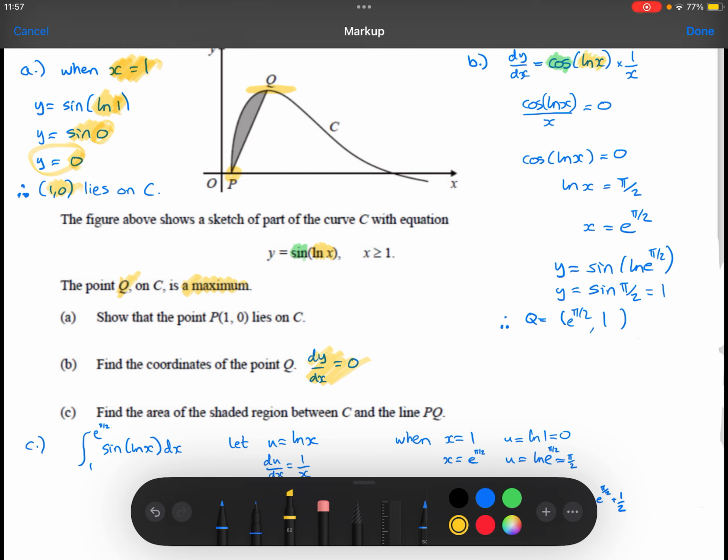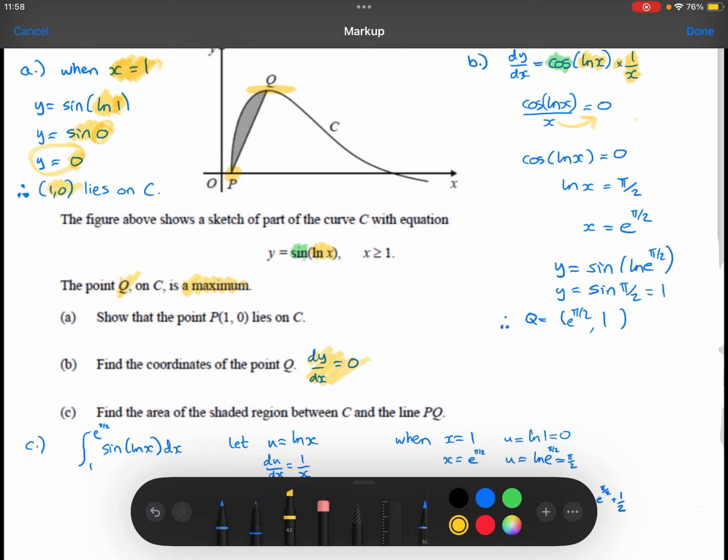That doesn't change. So I've differentiated the outside function, and now I need to multiply that by the derivative of the inside. The derivative of ln x is 1 over x. So my gradient function is cos ln x multiplied by 1 over x, which I could write like that. And that needs to equal 0 at a maximum point. I'm then going to multiply both sides by x, so I get cos ln x is equal to 0.